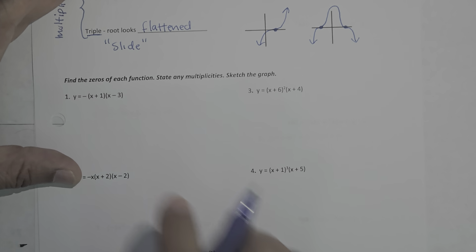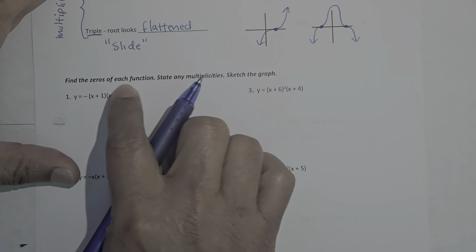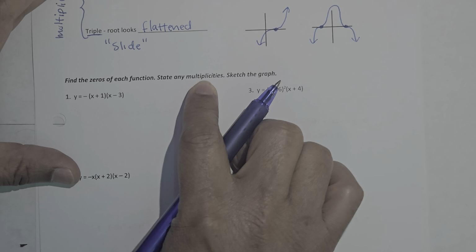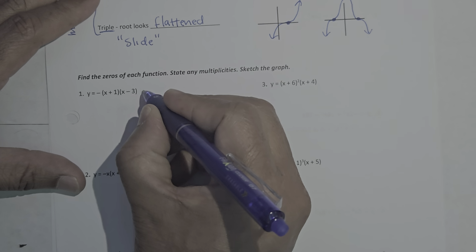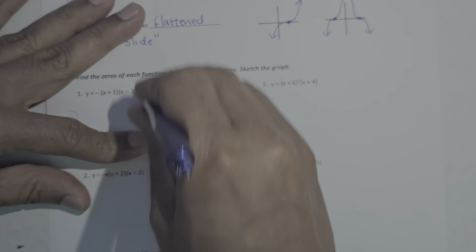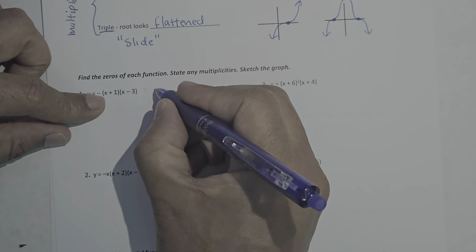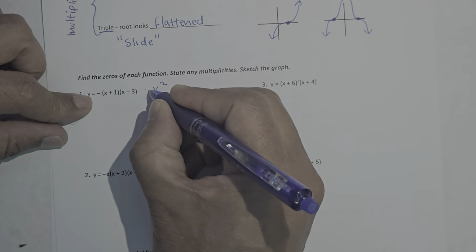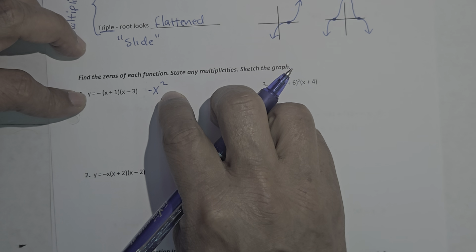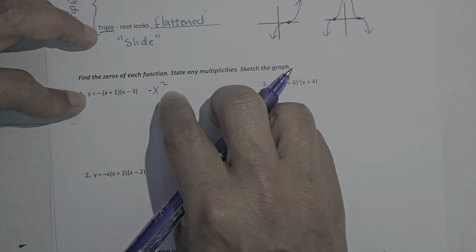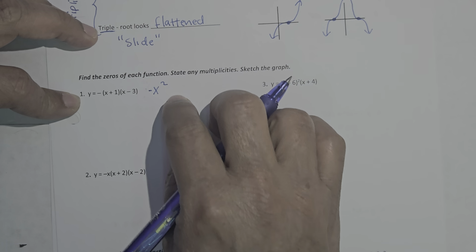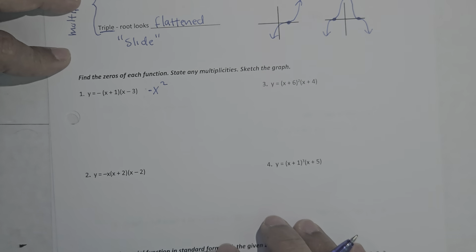So for example, we're being asked to find the zeros of each function, say their multiplicities, and sketch the graph. So for this one, if I multiply this x times this x, x times x is going to become x squared. But then we have a negative lead. Since the degree is even, both ends should be pointing in the same direction. That was covered in the previous lesson.